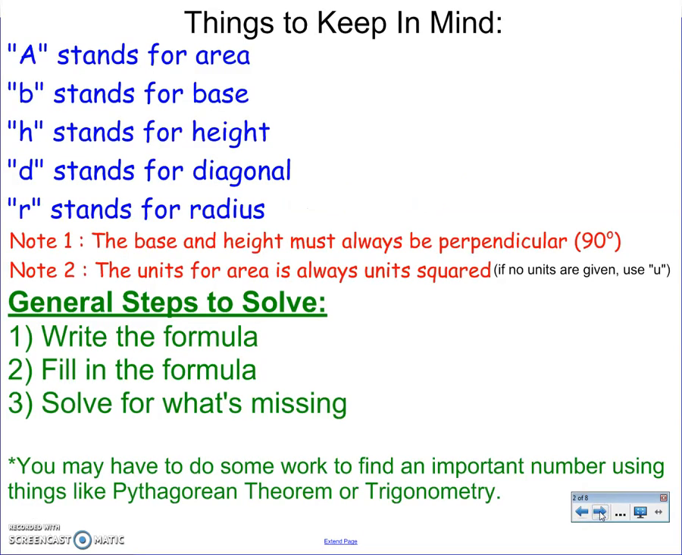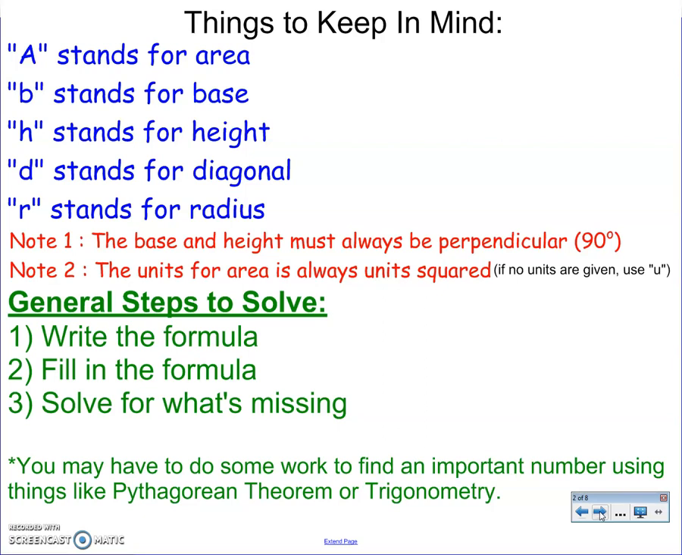So some things to keep in mind. Capital A stands for area, lowercase b stands for base, lowercase h stands for height, d stands for diagonal, r stands for radius. Some notes: the base and the height must always be perpendicular to each other. That means there must be a 90-degree angle, the right angle mark, the box. Another note: the units for area is always units squared. If they do not give you any units, you must use letter U for units.